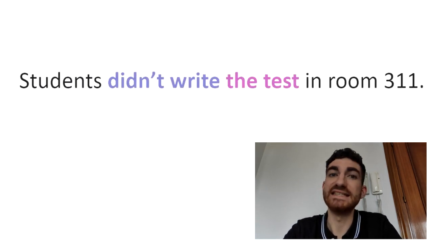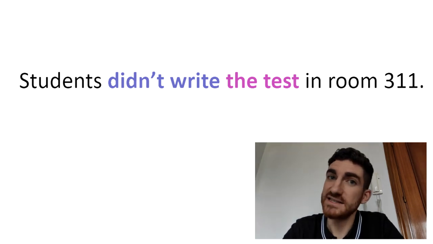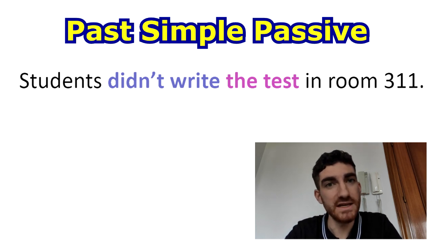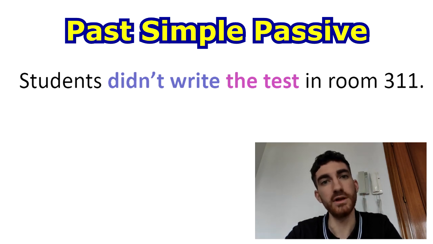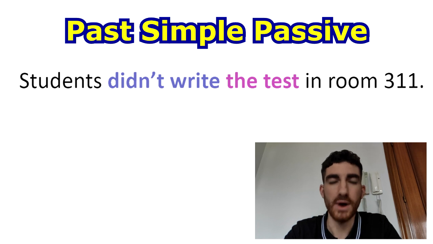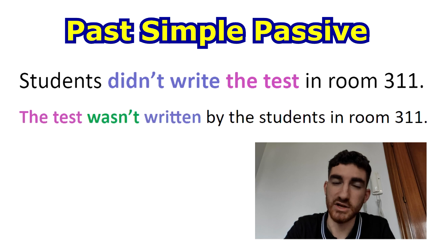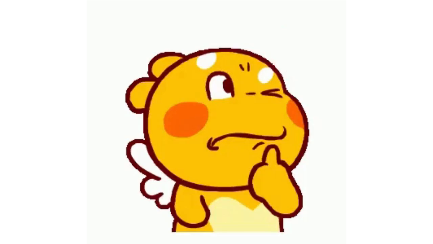And finally, the last example. Students didn't write the test, blah, blah, blah. In that case, didn't is the past. So, what is the past simple of the verb to be? Was not or wasn't. And in plural, were not or weren't. What is the one we have to use here? Wasn't, because it's the test, singular. Okay? Do you see passive sentences are not that complicated? Do you agree with me now?